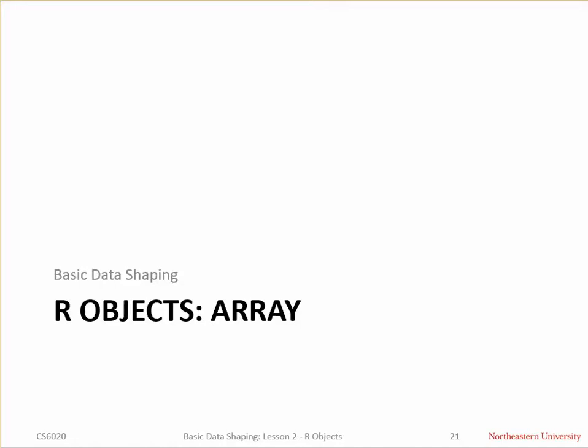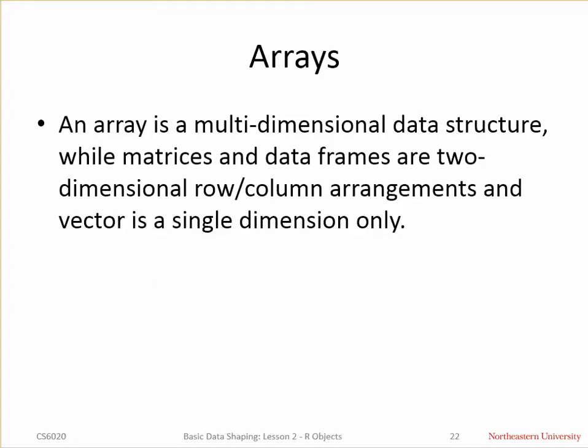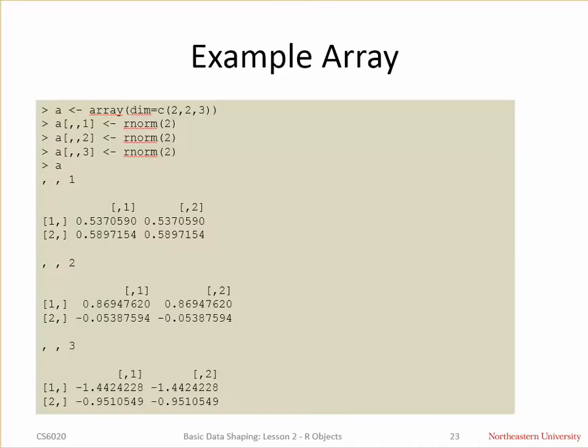So arrays are, again, multidimensional data structures, while matrices and data frames are restricted to 2 dimensions. So for matrices and data frames, you can have rows and columns, but for an array, you can have rows, columns, and so on. You can actually go further. You can have a third dimension, a fourth dimension, and so on. So this can be very helpful if you have multi-dimensional storage needs where you might want to store values behind some row and column. So here's an example of that.